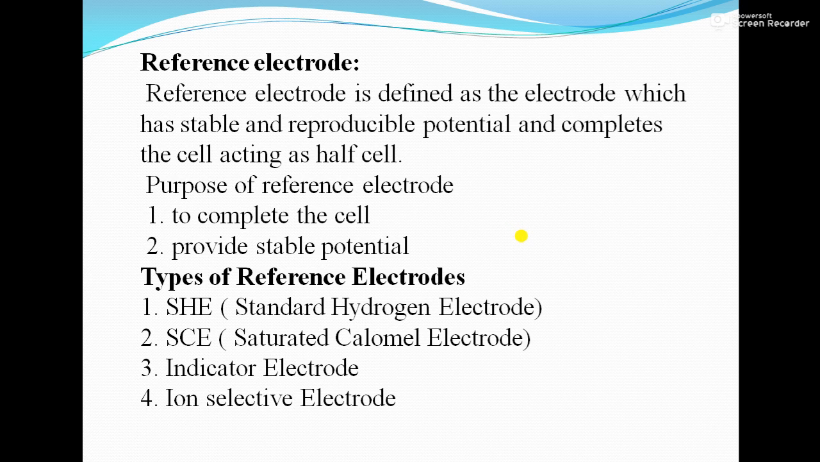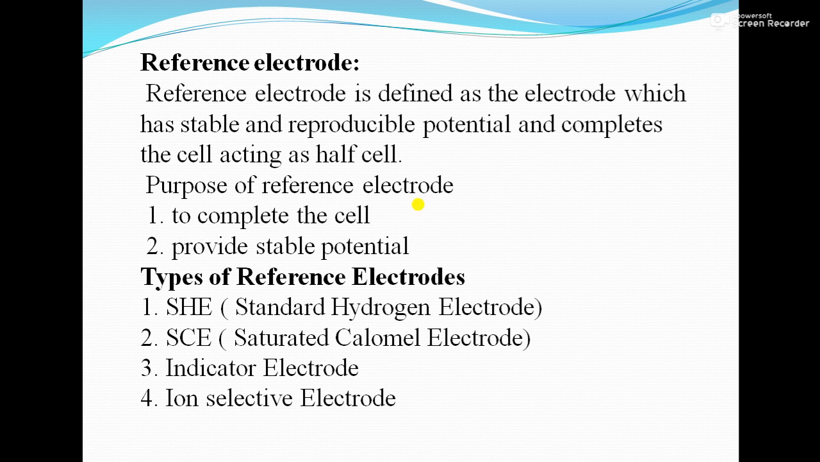reference electrode. So first, the definition of reference electrode. It is defined as the electrode which has stable and reproducible potential and completes the cell, acting as a half cell. So what does this mean? This reference electrode will combine with the indicator electrode and it will complete the cell. So it will be acting as a half cell. So what is the purpose of a reference electrode? First, to complete the cell, and second, it provides a stable potential.